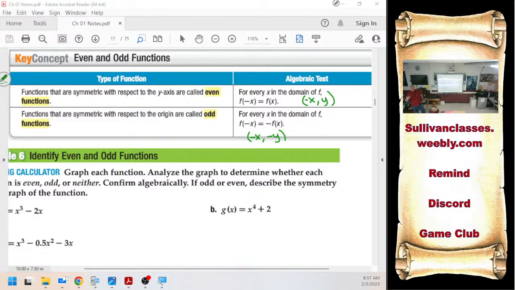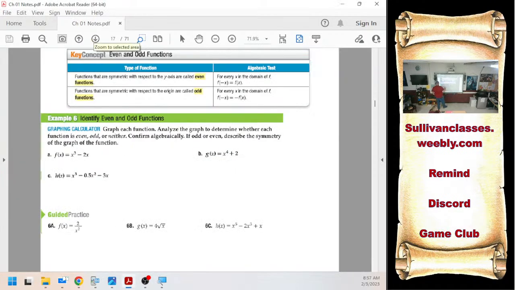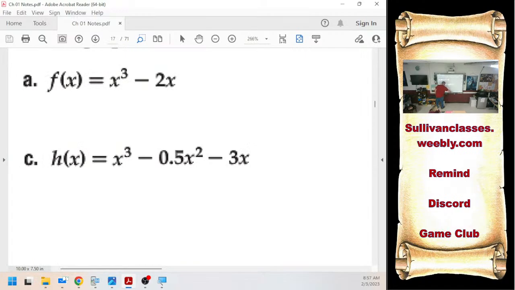You're going to be asked, is a function odd, even, or neither? And you just run that quick test on it to see if it works or not. You're either negating both or negating x. So they ask me, is this odd, even, or neither?